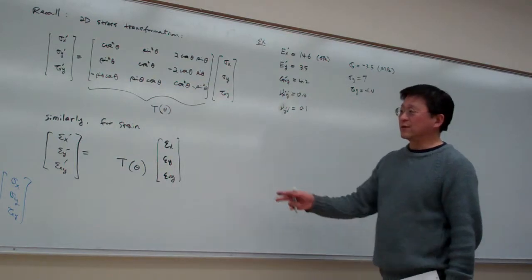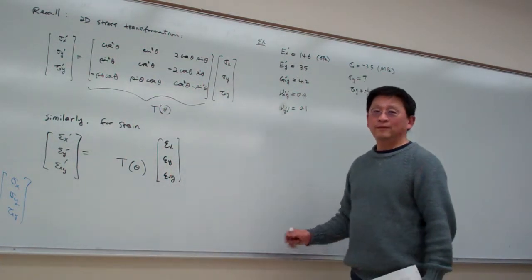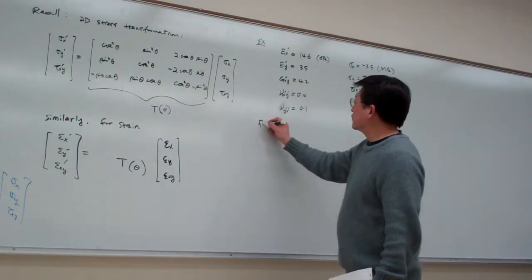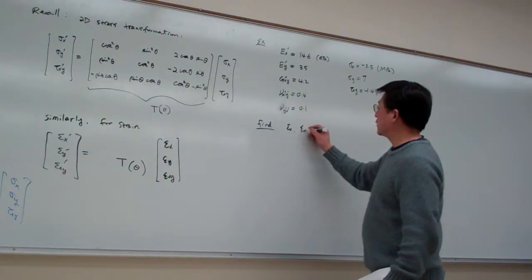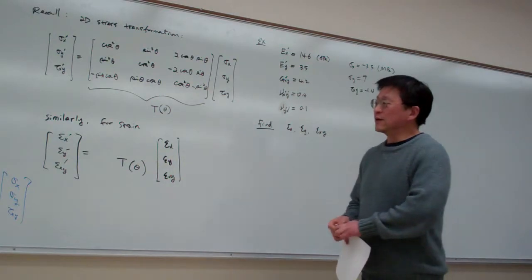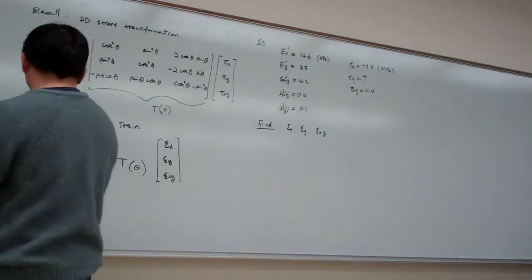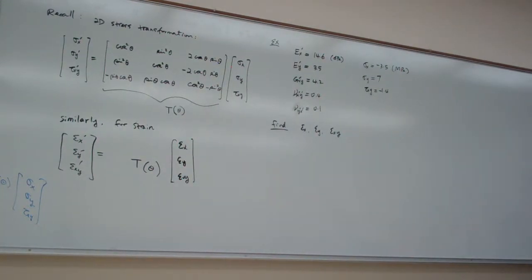And in this exercise, I mix everything. I won't give you all the information from one side. Okay. And we're going to calculate epsilon x, epsilon y, epsilon xy. So from here, we can see what information is given and what information we're looking for. So be careful.